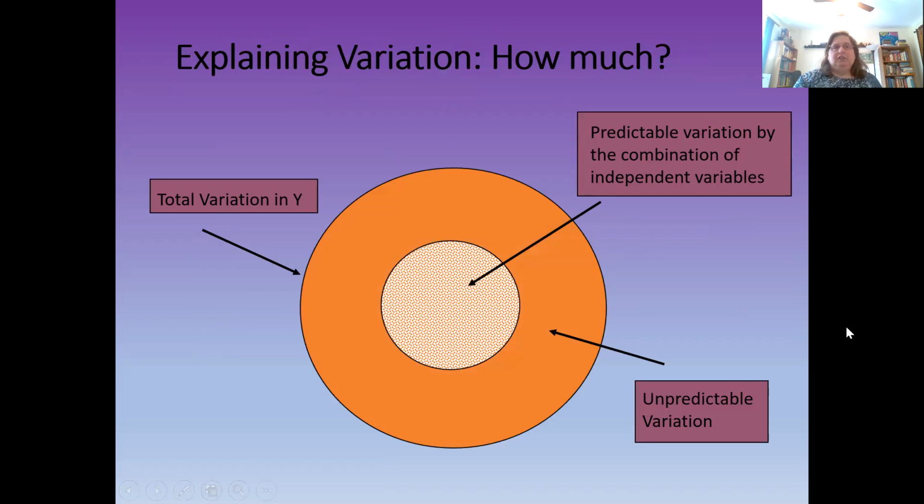So, another picture, right? Explaining variation, how much. This big circle is all the variation in Y. We are trying to account for as much of that big circle as possible. The inner circle is the predicted variation by the combination of the independent variables. The outer part of the donut, if you would, is the unpredicted variation. So the orange is what we're not predicting, and the inner part with the squiggles is what we are predicting.